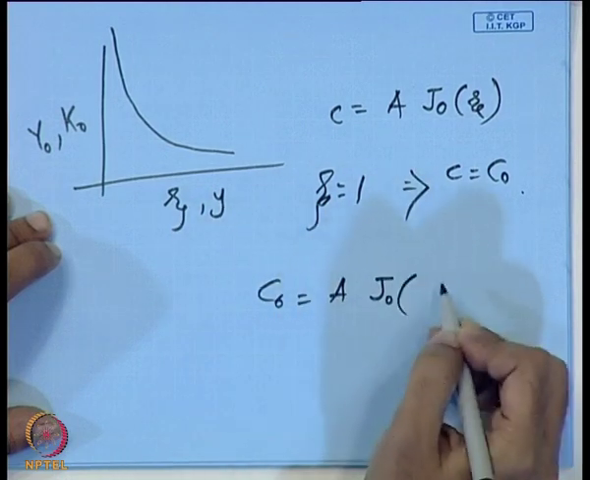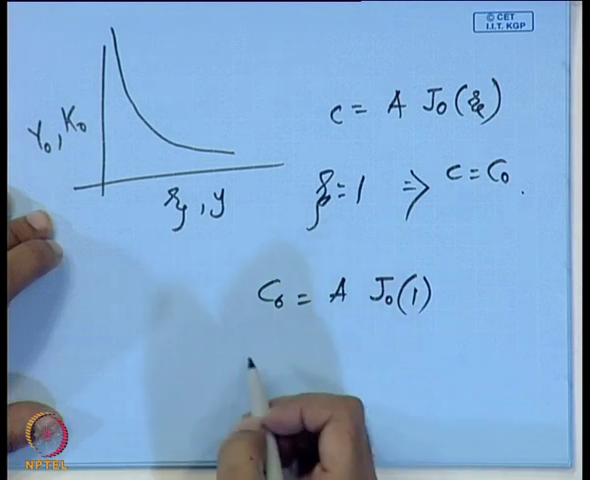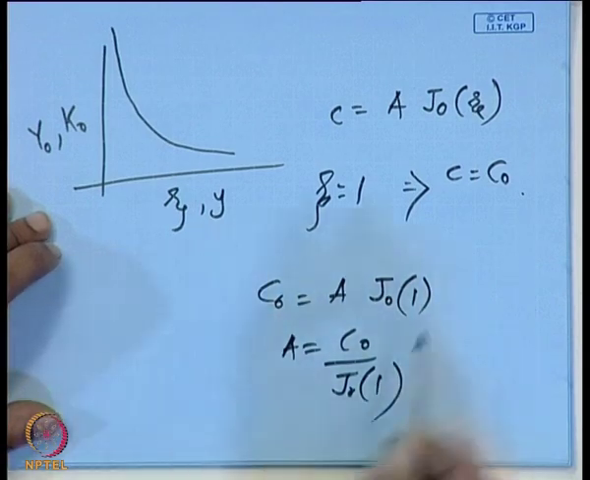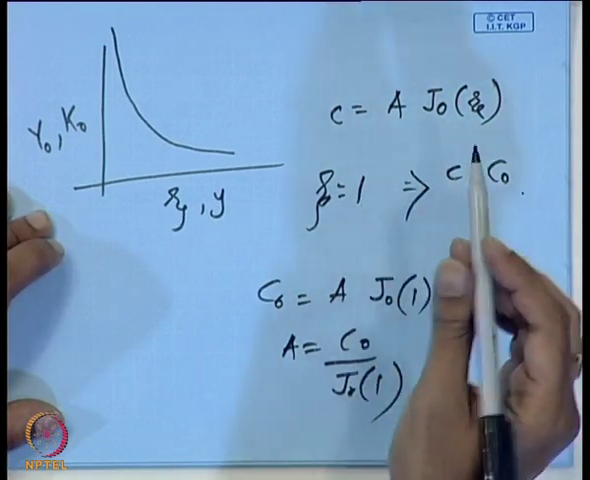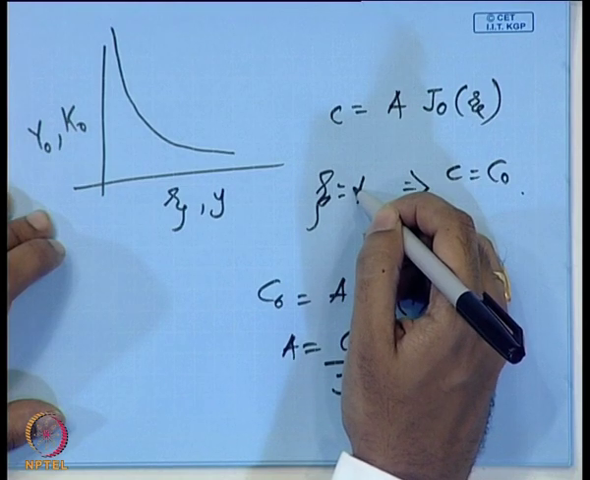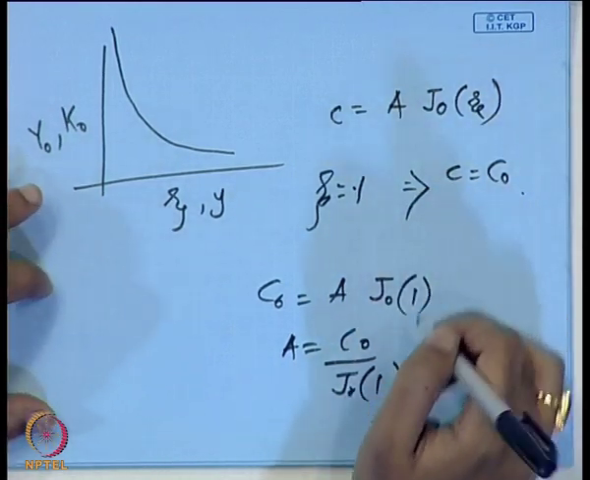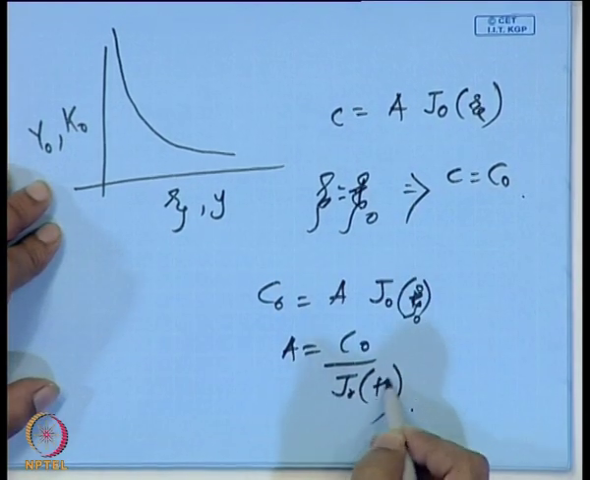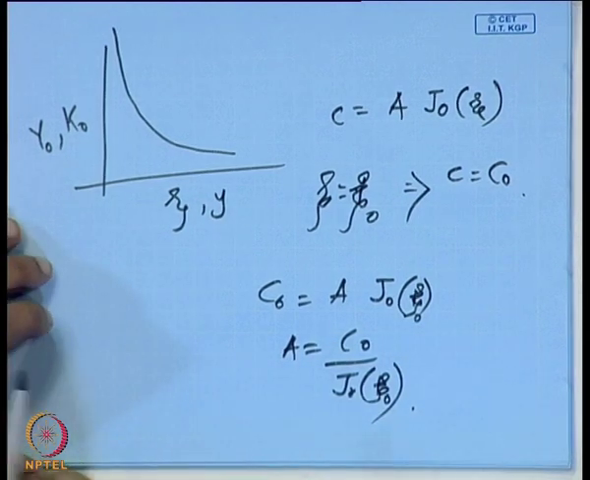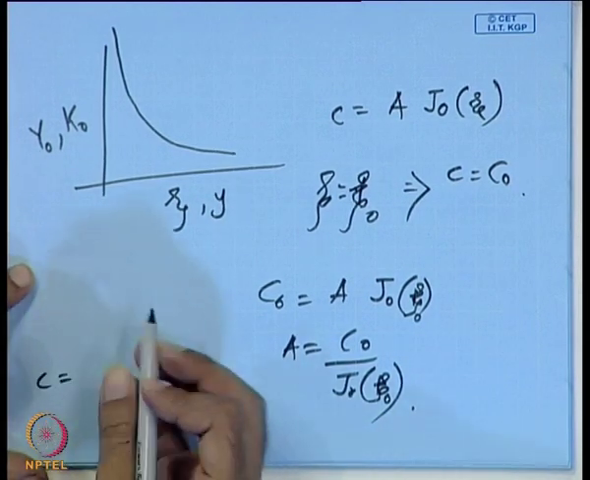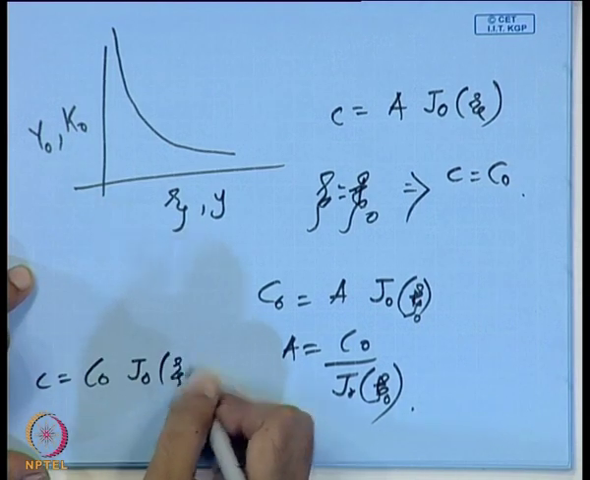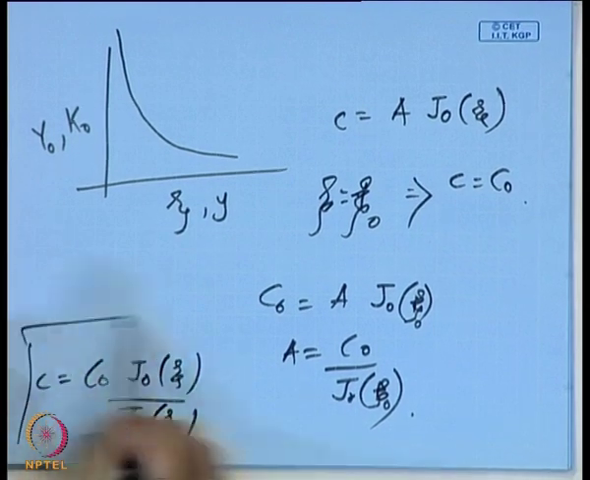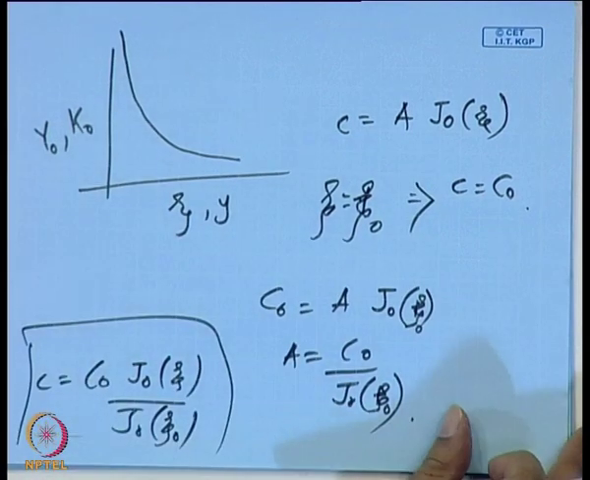So A J naught of 1, you can just put in over there, and A would be c naught over J naught of 1, something like this. It may not be 1 over here. Even if it is at psi equals any value, you can put that value over here. So if psi equals psi naught, then you put psi naught over here. Very straightforward. Then your final solution is c naught J naught psi over J naught psi naught. Okay, so this is the cylindrical coordinate.